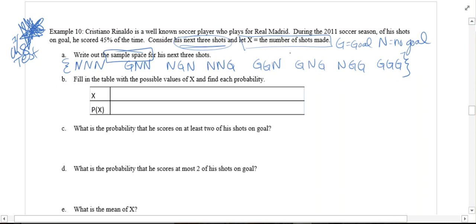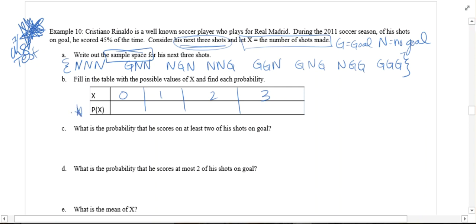So we said X is the number of shots made. What are my situations here? On the first situation, how many shots were made? If he was no goal, no goal, no goal, 0. And then he could make 1 goal, or he could make 2 goals, or he could make 3 goals.